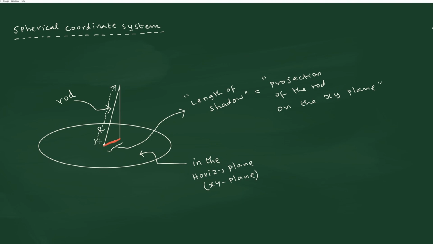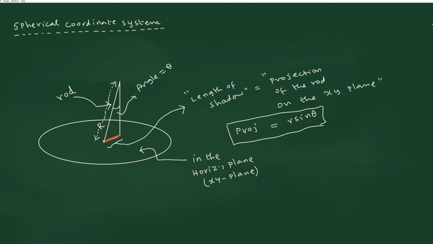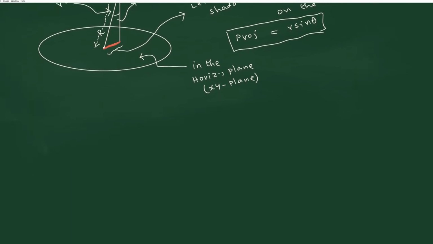So this is the length of the rod. I have taken r, and if this angle is theta, then how much will the projection of the rod be? This will be r and this is theta, and therefore the projection should be equal to r sin theta. So our conclusion is that the projection that we are going to get here is given by r into sin theta.